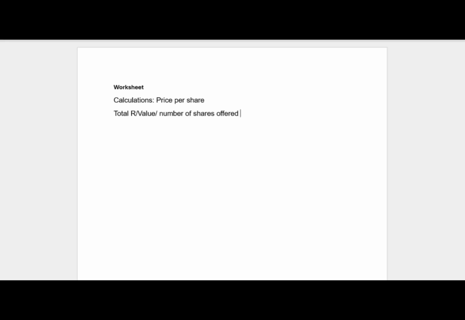Right, that will be the formula that we'll be using to calculate. So let's go and calculate now. So the rent value right there, we divide by the number of shares issued.